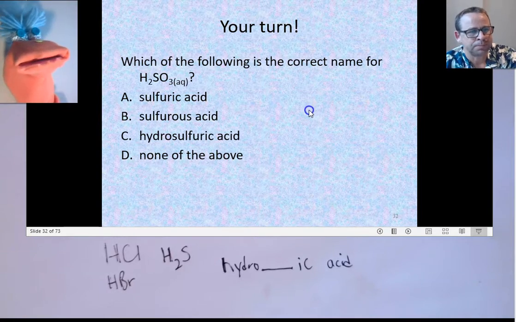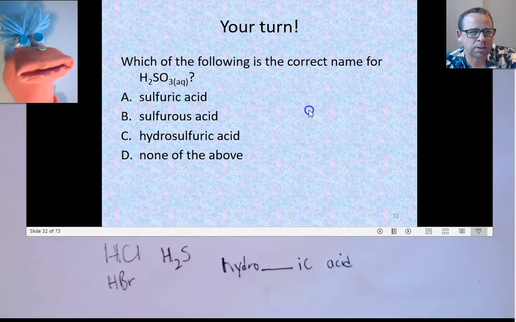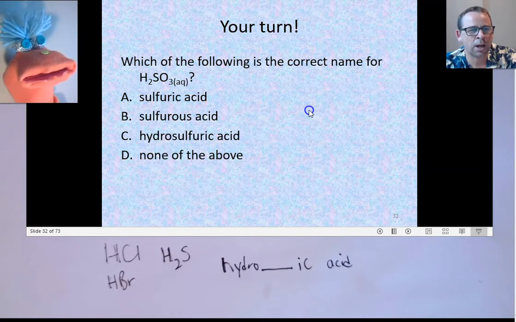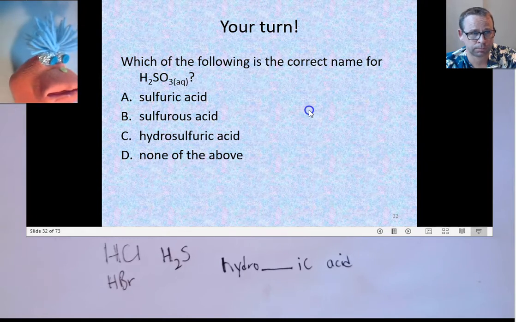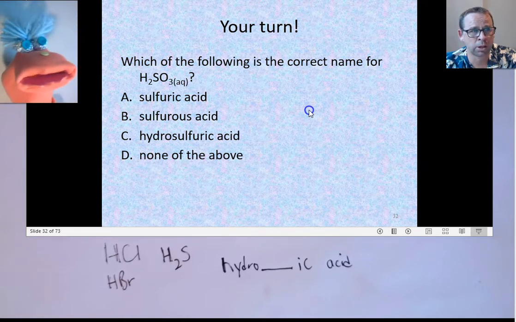So here's another one. Oxyacid or binary acid? Oxo acid. That's right, oxo acid. So we look at the polyatomic ion name. Do you know the name of SO3? That's not sulfate, SO4 is sulfate. Let me check. Okay, it's sulfite. SO3 is sulfite. Very good.